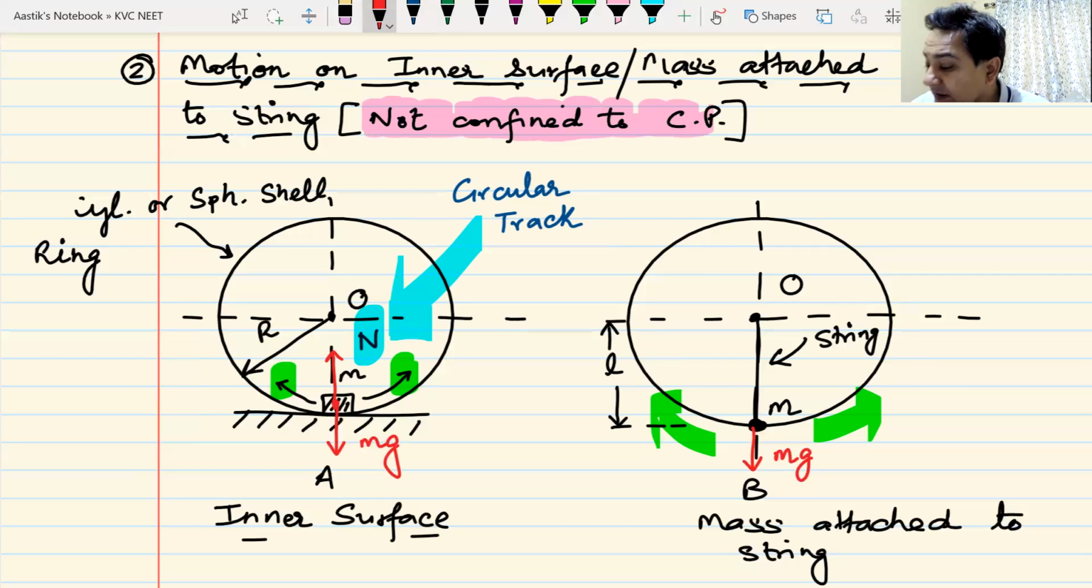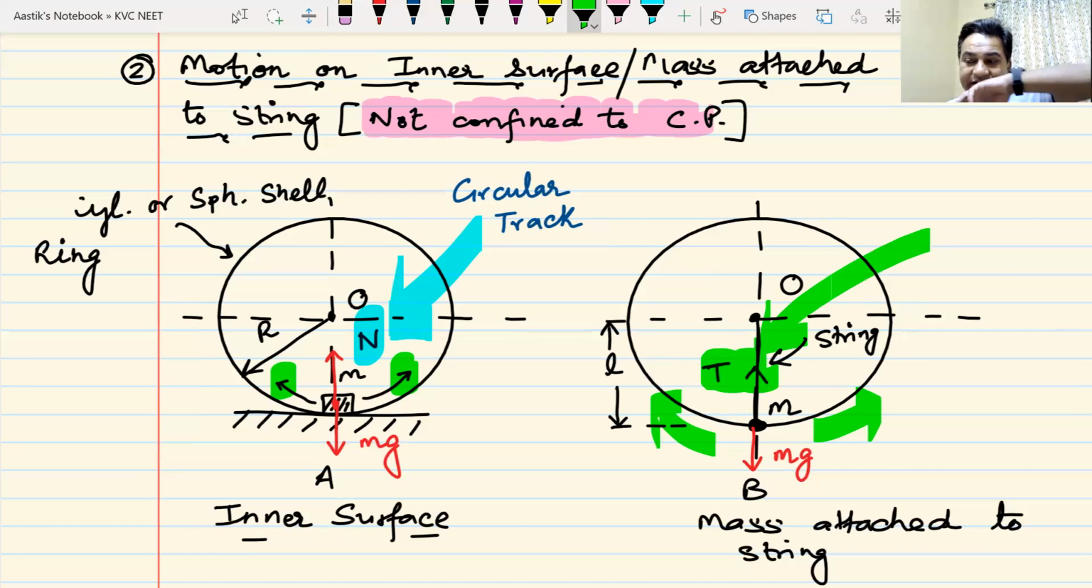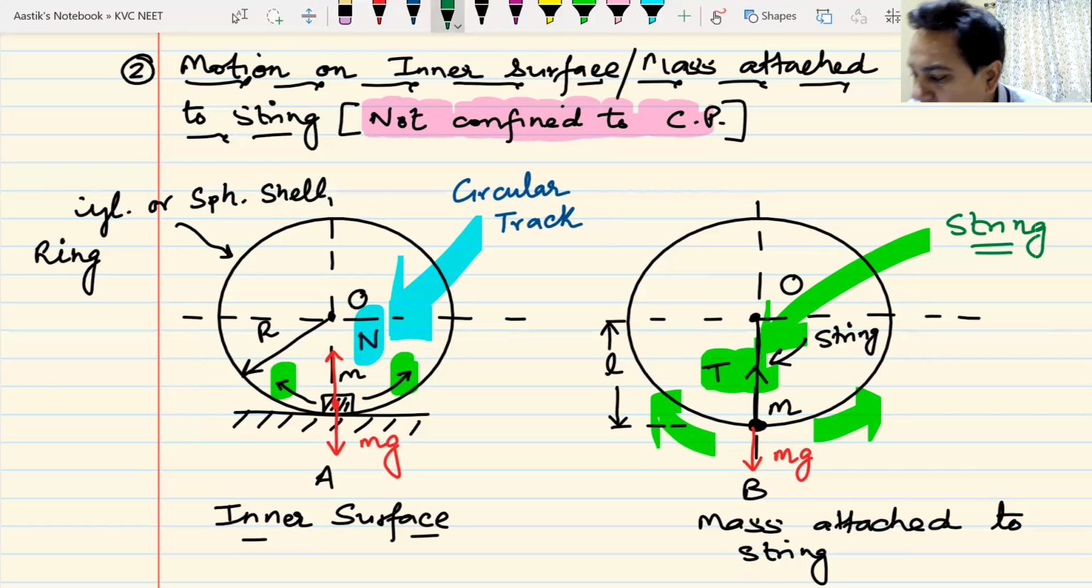And yes, the answer is the tension T. The tension T, which is coming from the string. String is trying to pull it. This tension T is making it move on the circular path. That is the difference between the two motions.